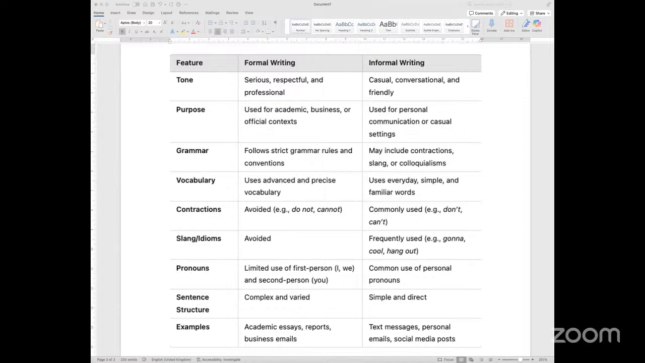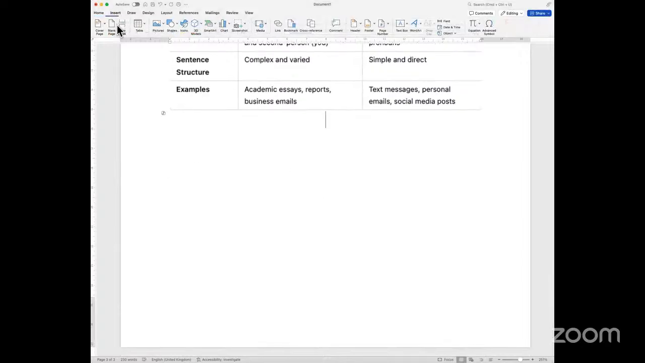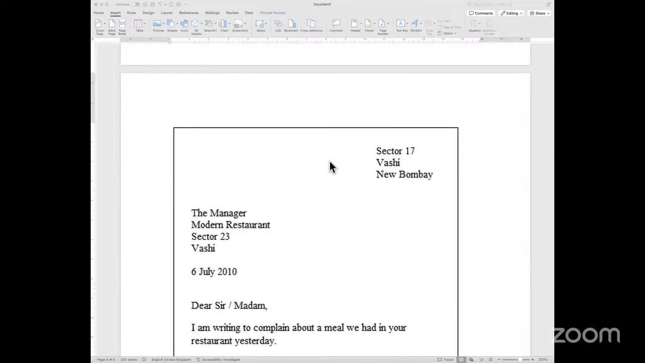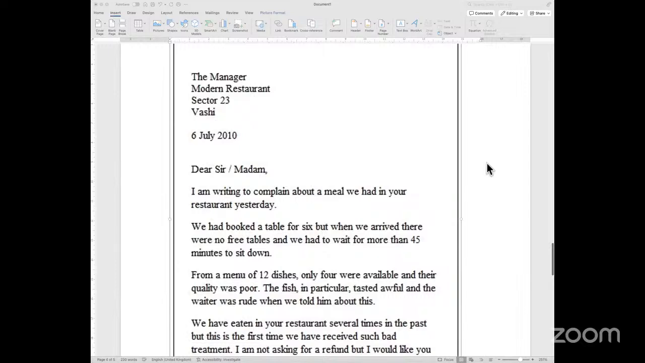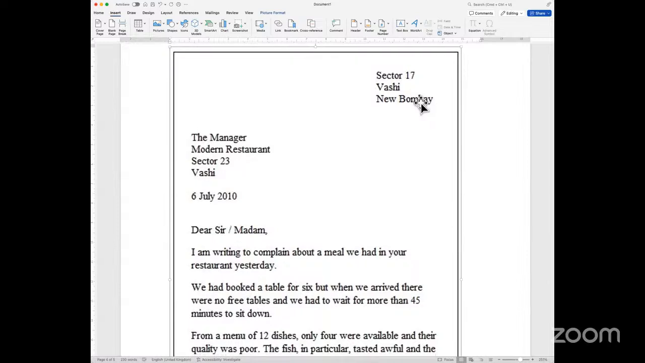So let me bring out a letter which would show you what could be the formal style of writing, and then I will show you something which is an informal style of writing. Let me bring this across as an example that you see on your screen. Now, this is an example of a letter being written to make a complaint about the meal that you had in a restaurant.